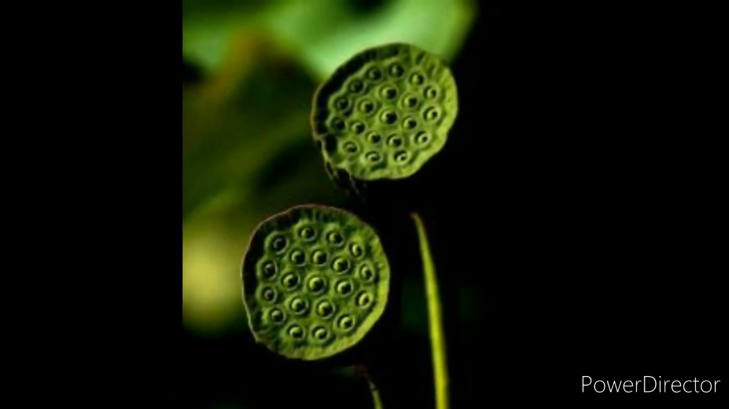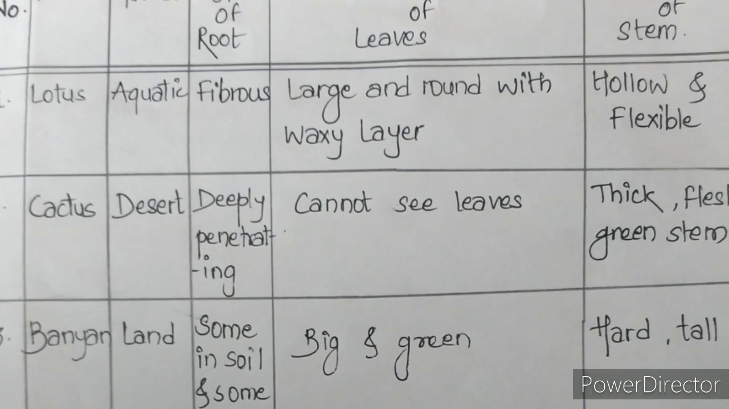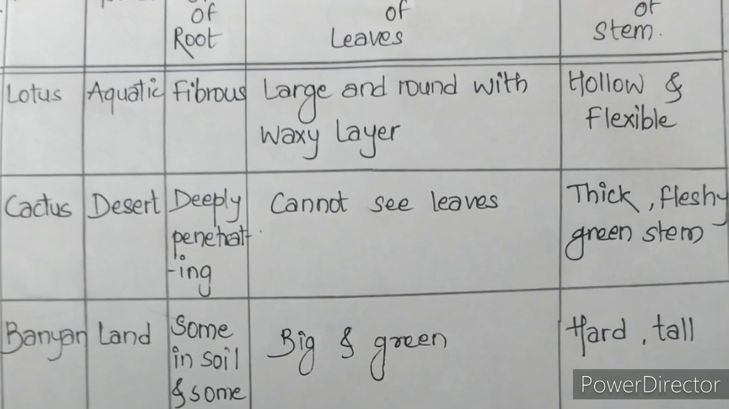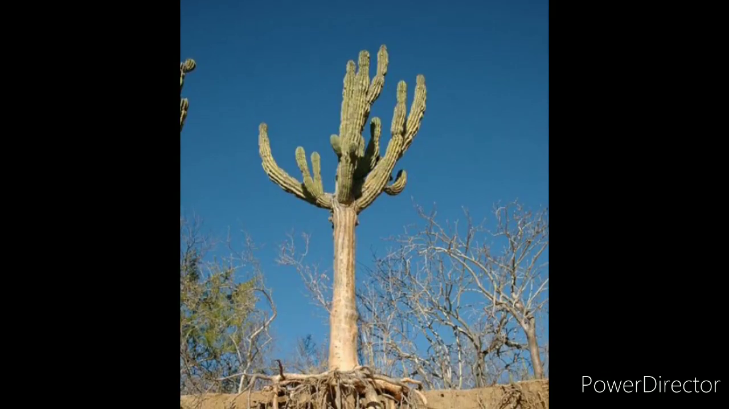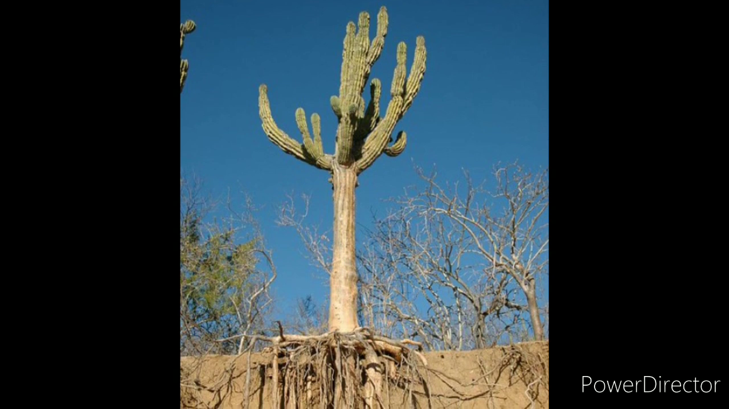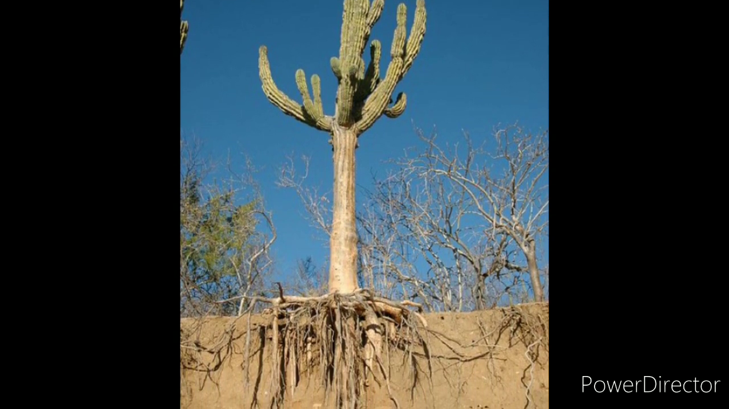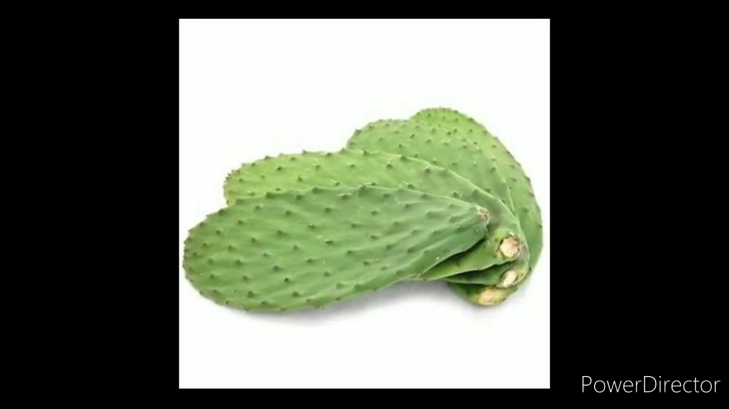The second plant that we are going to see is cactus. The habitat is desert. The type of root is deeply penetrating. Characteristics of leaves are, we cannot see leaves. And characteristics of stem are thick, fleshy, green stem.